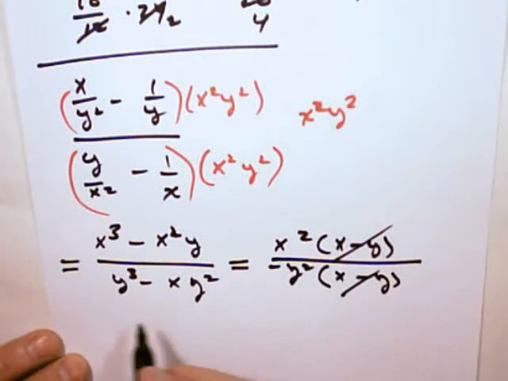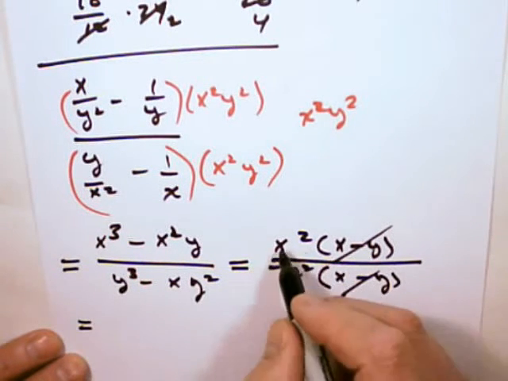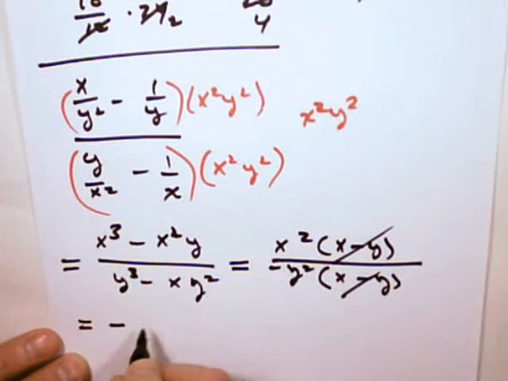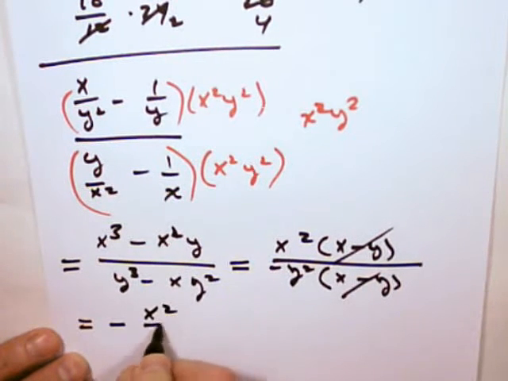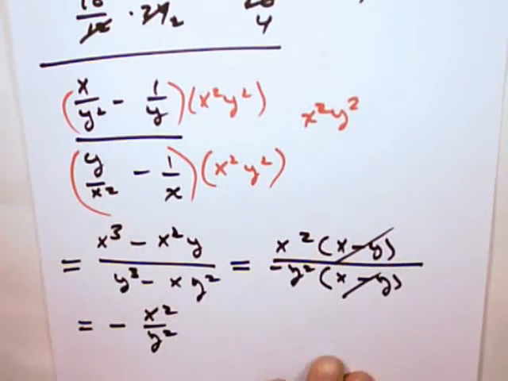Okay, finally, let's rewrite this. Any more simplification? Nope, nothing there. Put the minus sign out front, x squared over y squared.